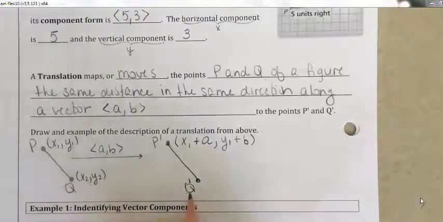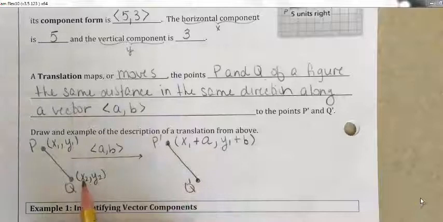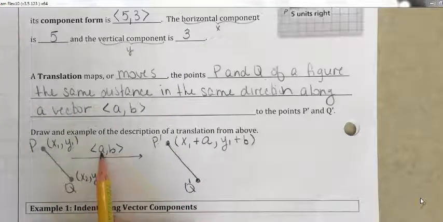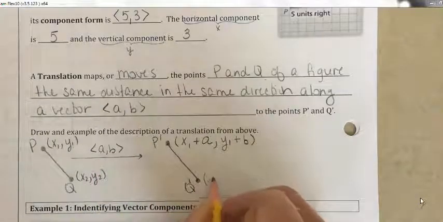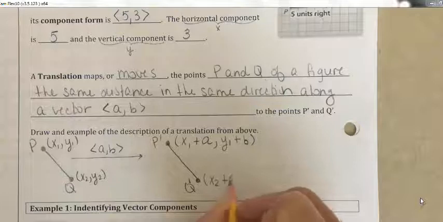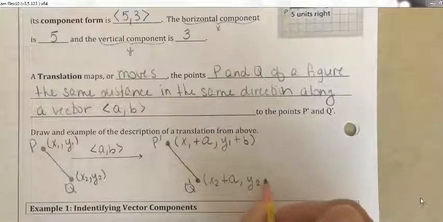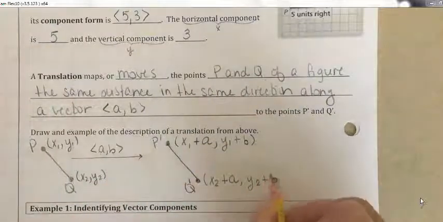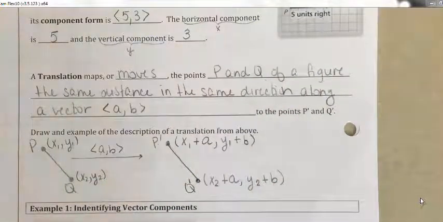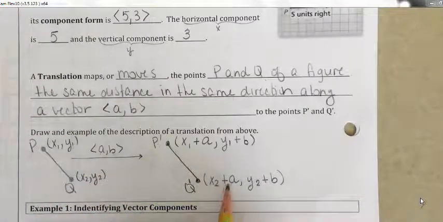Same here. For Q prime, you're going to take what your original point was and add to them how far over you moved and how far up and down you moved. So this would be x2 plus a, because the horizontal component is a, and y2 plus b. Now, if b is negative, if you're going down, or if a is negative, you're going backwards, then it would be x2 minus a, or x2 plus a negative.